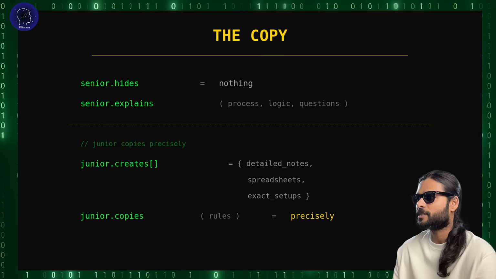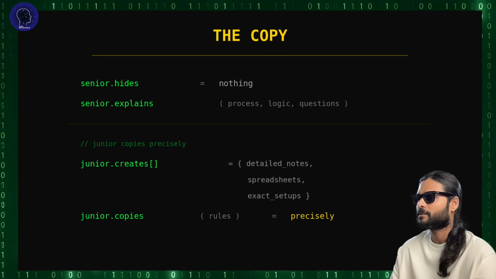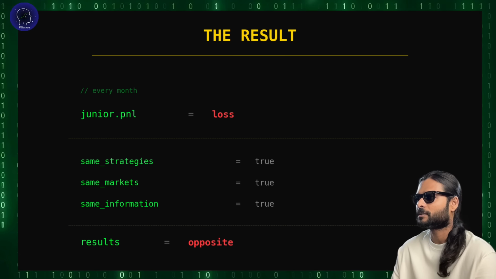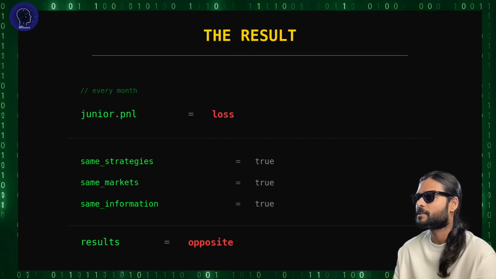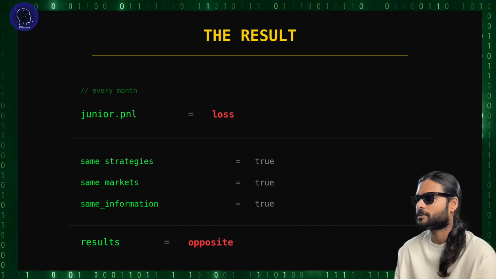He builds spreadsheets. He models the exact same setups. He copies the rules precisely. And every month, he loses money. Same strategies, same markets, same information, opposite results.